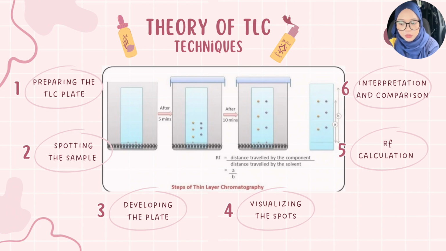Next, visualizing the spots: use UV light or stains to observe separated spots. Next, RF calculation: measure the distance traveled by the compound and solvent, then calculate the retention factor RF. Lastly, interpretation and comparison: compare RF values and spot appearance with standards to identify compounds.